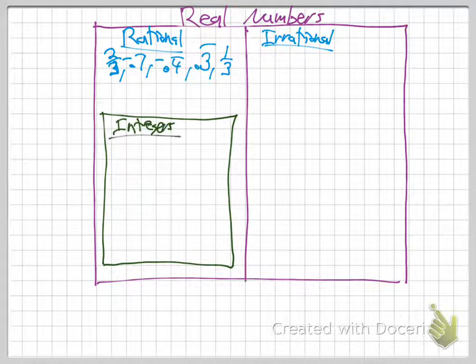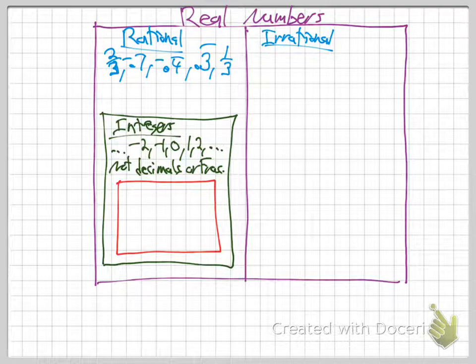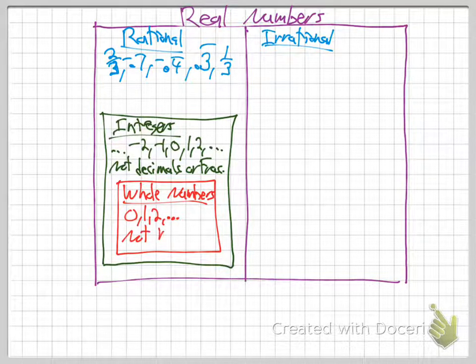And the integers are numbers that are whole numbers, but they can be negative or positive whole numbers, right? Not decimals or fractions. They can be positive or negative, but they're not decimals, not fractions. And then within that, we have the whole numbers, or natural numbers, same thing. And that's just 0, 1, 2, etc. In other words, not negative numbers.